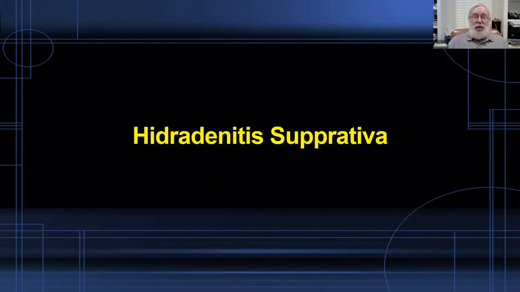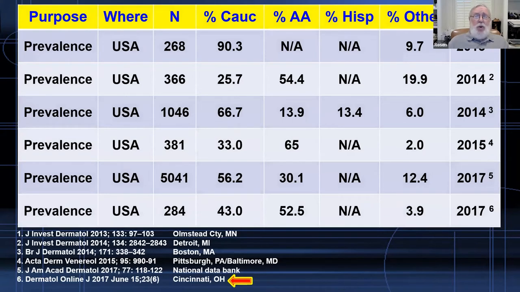Let's move on to hidradenitis suppurativa. Now, true, that mostly manifests on the skin, but there are lots of systemic comorbidities. And that's why I've included it in this discussion. So who gets hidradenitis? So these are a bunch of studies on the prevalence of hidradenitis. Some of them are unreliable because where they were done.